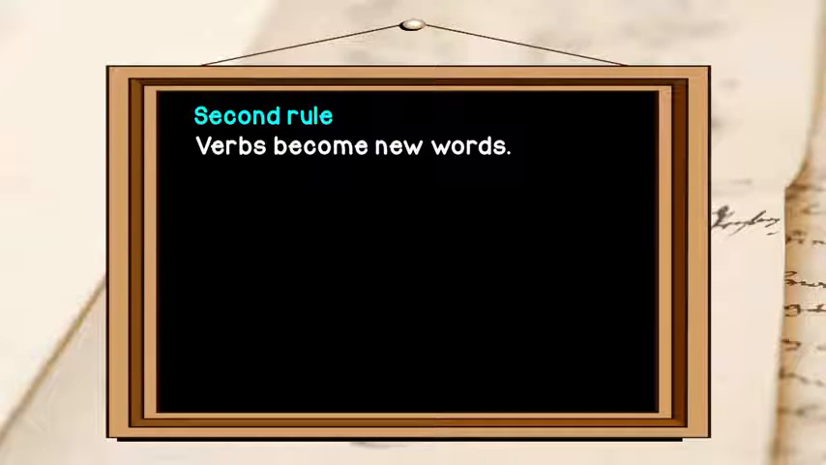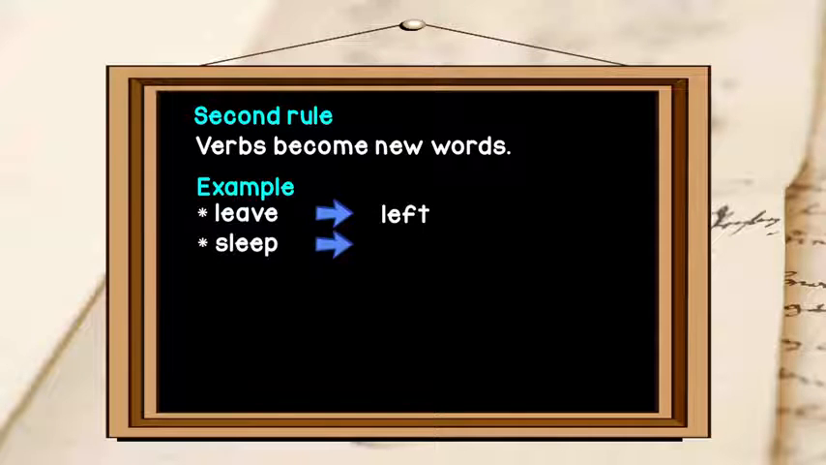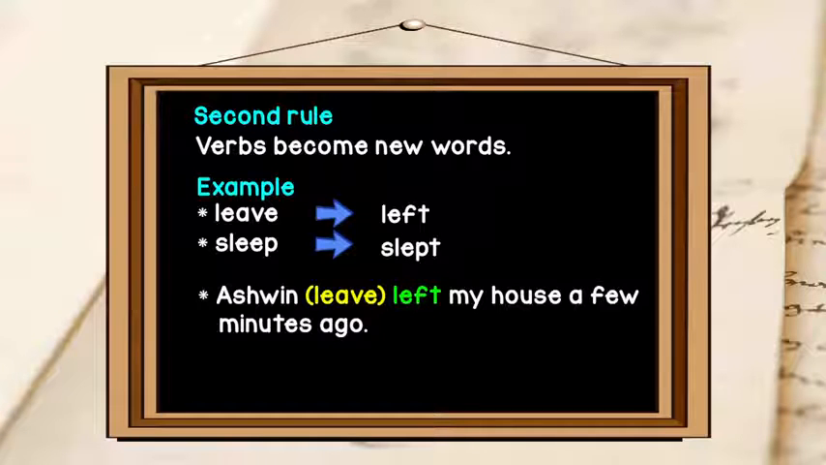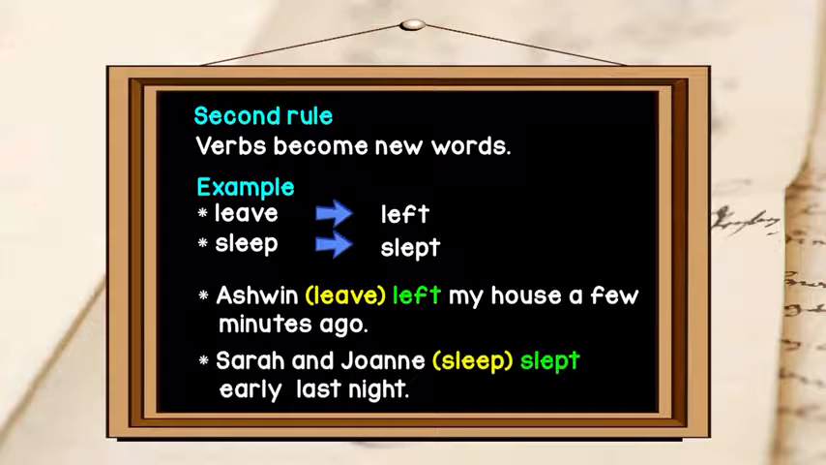Some irregular verbs become new words in the past tense. For example, leave becomes left and sleep becomes slept. As in, Ashwin left my house a few minutes ago. Sarah and Joanne slept early last night.